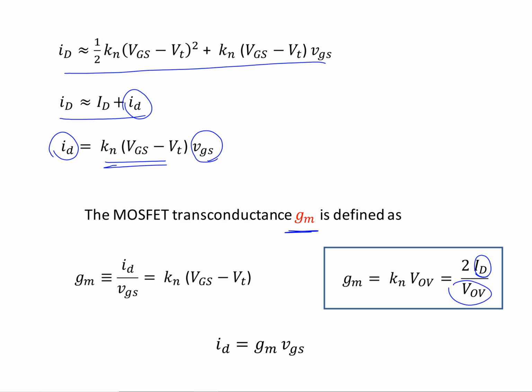So I was able to relate the small signal current to the small signal voltage applied to the gate to source in a linear way. So id is equal to gm times vgs. So drain current and gate to source voltage have a linear relationship with each other. So far we have this for the drain current and gate to source voltage. Let's take a look at the drain to source voltage for the AC signal and see how it is related to vgs and id.